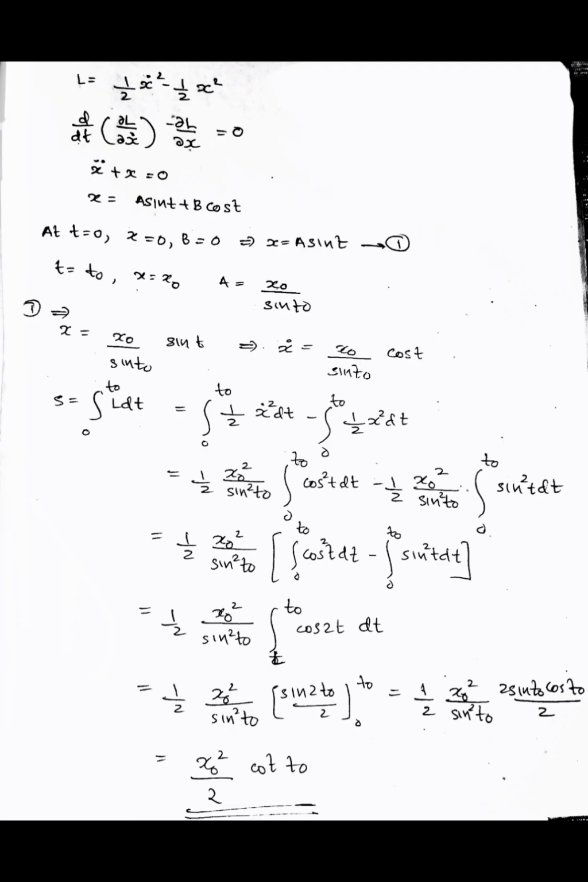Here the solution: L = ½ẋ² − ½x². From here the equation of motion can be written as d/dt(∂L/∂ẋ) − ∂L/∂x = 0, that is ẍ + x = 0. So the solution is x = a sin t + b cos t. At t = 0, x = 0. Substituting this in the above equation we get b = 0, that is x = a sin t, and at t = t₀, x = x₀.